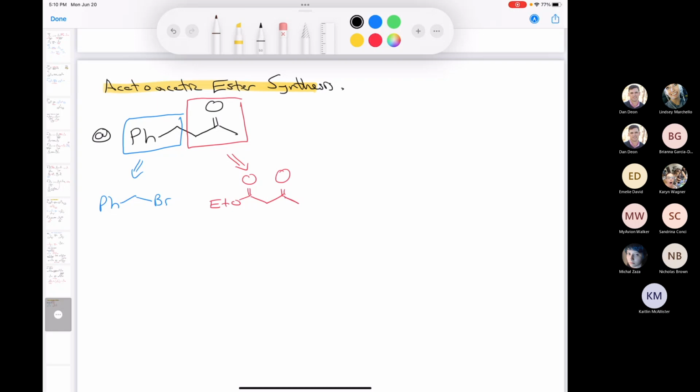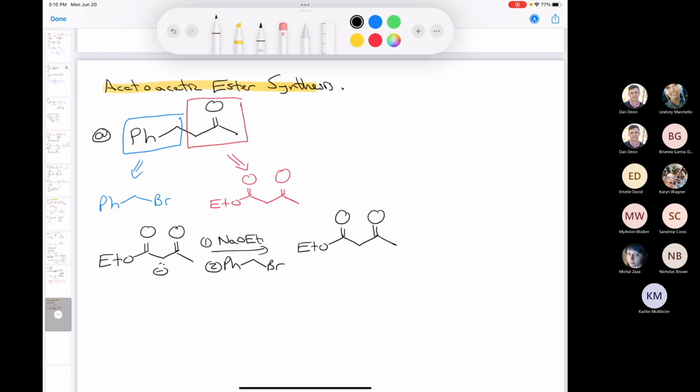So how do we lay this out? Well, what we're going to do is start with our ethyl acetoacetate. This looks like this again. We're going to treat it with sodium methoxide, which is going to form the doubly stabilized enolate here. Then you treat it with benzyl bromide, and that's just going to do an SN2. So we're going to end up with this compound where we have our phenyl group and our methylene here.